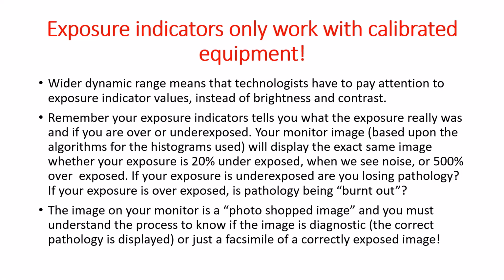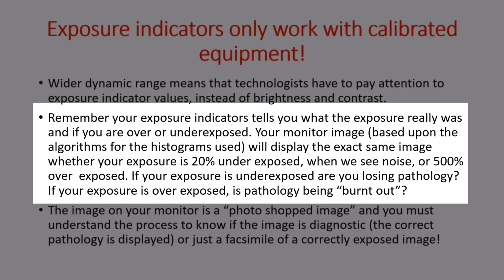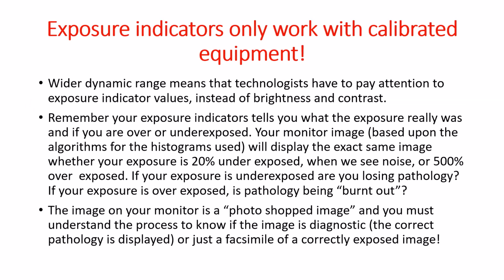Exposure indicators only work when they are calibrated correctly to the equipment. Your exposure indicator tells you what the exposure really was and if you are over or underexposed. Your monitor image that you're looking at is based upon the algorithms for the histograms being used and will display the exact same image whether your exposure is 20% underexposed or 500% overexposed. This is very different from film screen radiography where what you see is what you get.